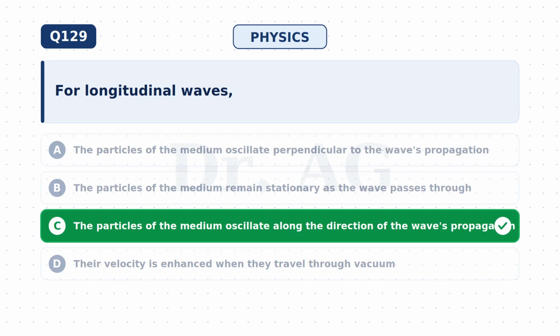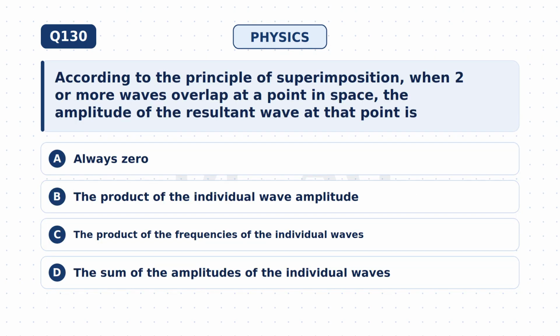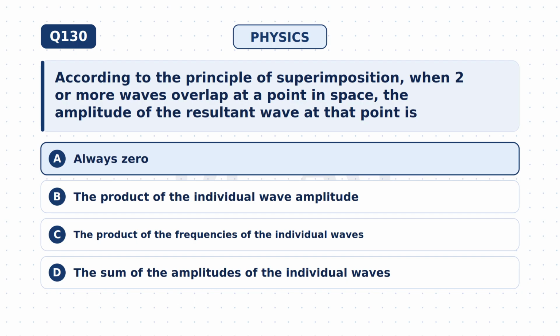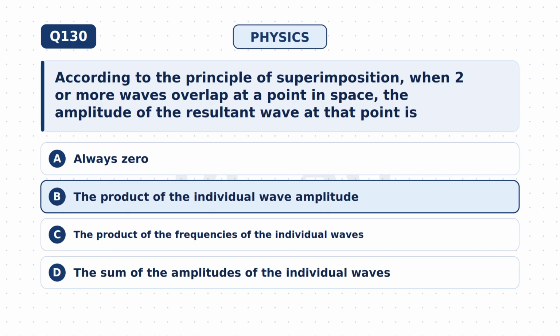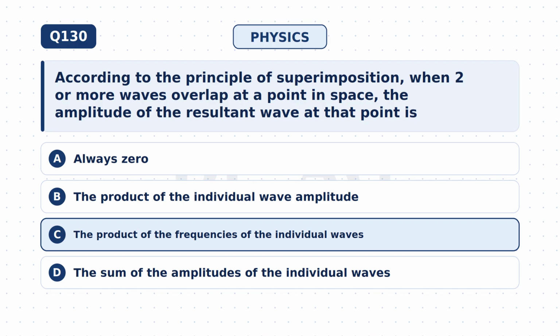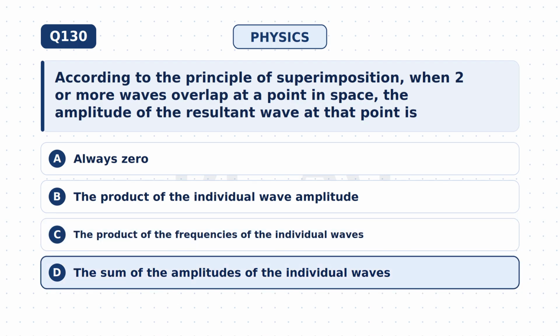The correct answer is C. The particles of the medium oscillate along the direction of the wave's propagation. Question 130. According to the principle of superposition, when two or more waves overlap at a point in space, the amplitude of the resultant wave at that point is Option A. Always 0. Option B. The product of the individual wave amplitudes. Option C. The product of the frequencies of the individual waves. Option D. The sum of the amplitudes of the individual waves.